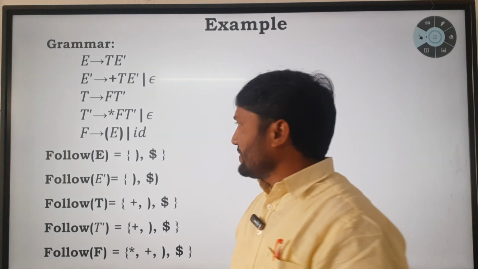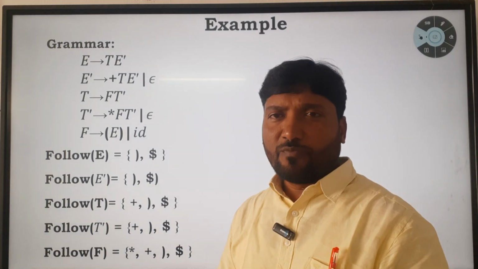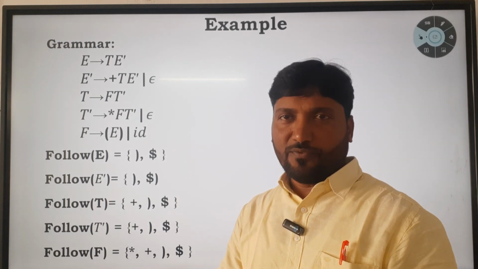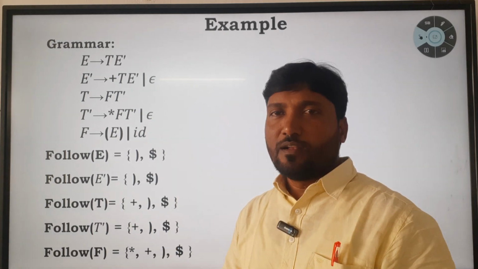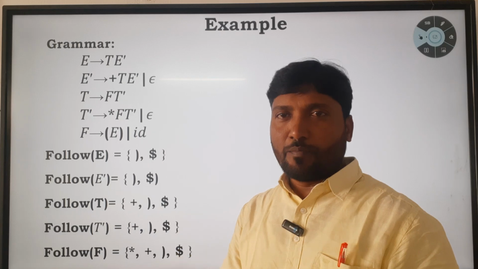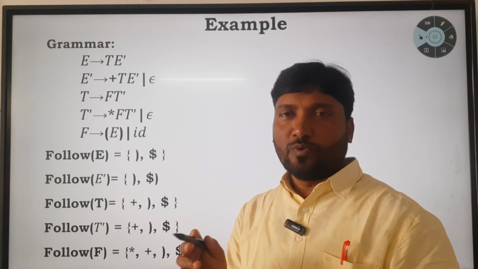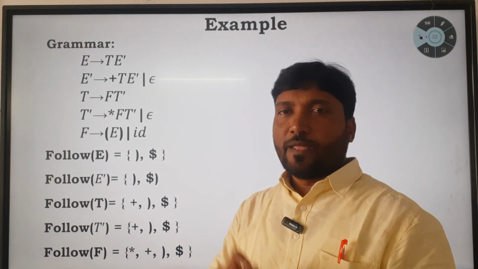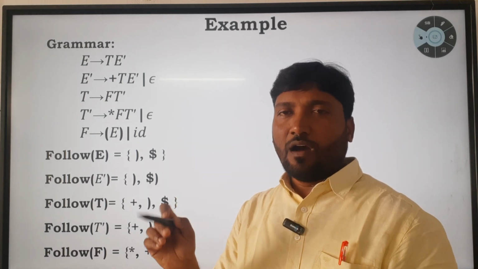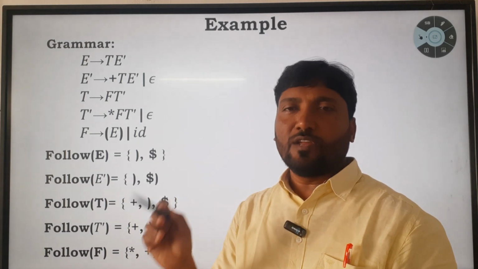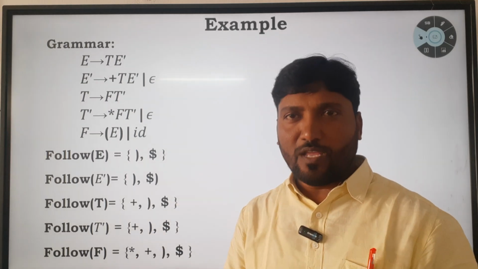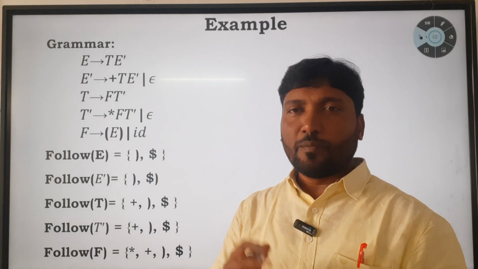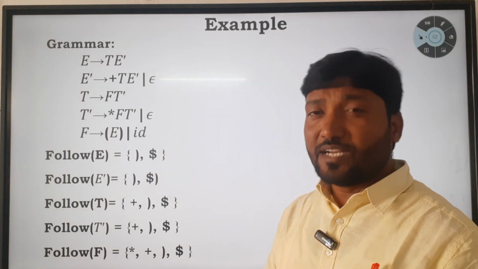So as we know, there are three rules for the follow function. For the starting symbol, we must add the dollar. If there is any rule in the form A derives alpha B beta, where beta is a non-terminal, then follow of B equals first of beta without epsilon. That is the second rule. And the third rule is that if A derives alpha B, or alpha B beta where beta equals epsilon, then follow of B equals follow of A. That means everything in follow of A can be added to follow of B. That is the third rule.